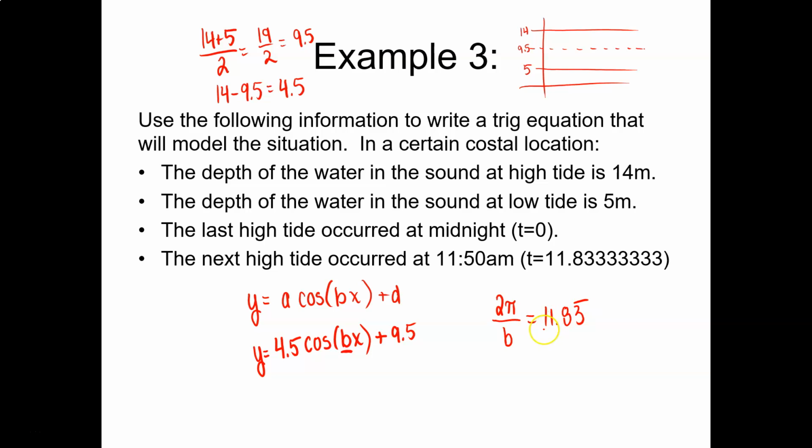So you can put this over 1, cross multiply, think about however you want. You got 11.83 repeating times b equals 2 pi. And then if you divide by 11.83 repeating, let's see, what's my calculator? 2 pi divided by 11.83 repeating is going to be 0.53097.